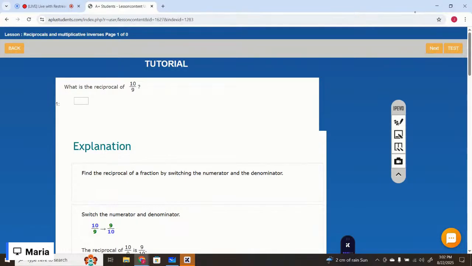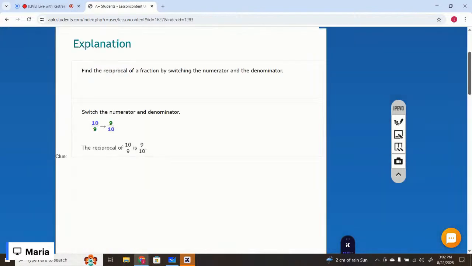What is the reciprocal of 10 over 9? So basically, to find the reciprocal, we have to switch the numerator and denominator. We need to switch the numerator and denominator. So the reciprocal of 10 over 9 is 9 by 10.